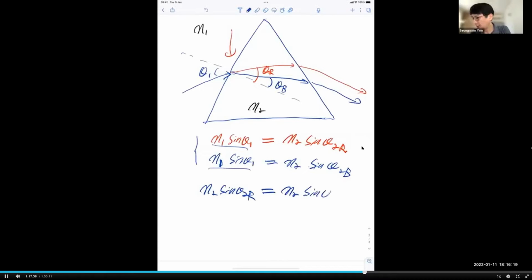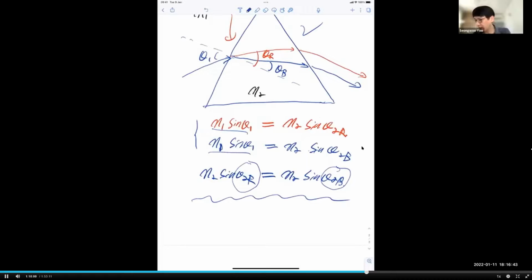Which means n2 sine theta 2r equals n2 sine theta 2b. Now, in this equation, the refraction angle of the red color and the refraction angle of the blue color are different. From our observation, we know that they are different. Then, in order to satisfy this equation, we must conclude that the index of refraction for the red color is different from the index of refraction for the blue color. So I'm going to introduce R and B to differentiate those two refractive indices.